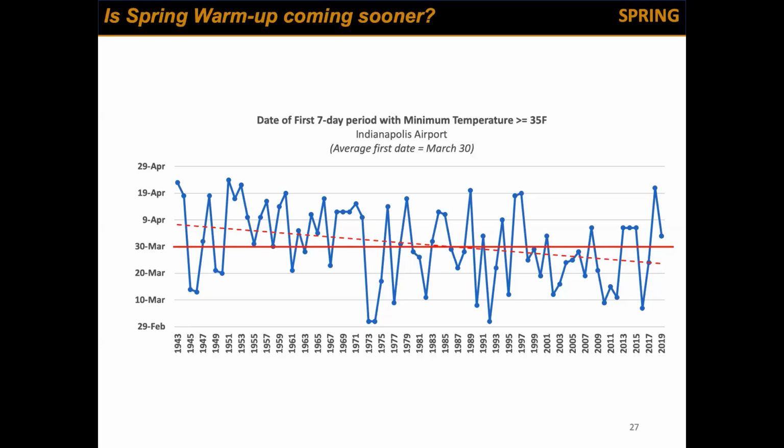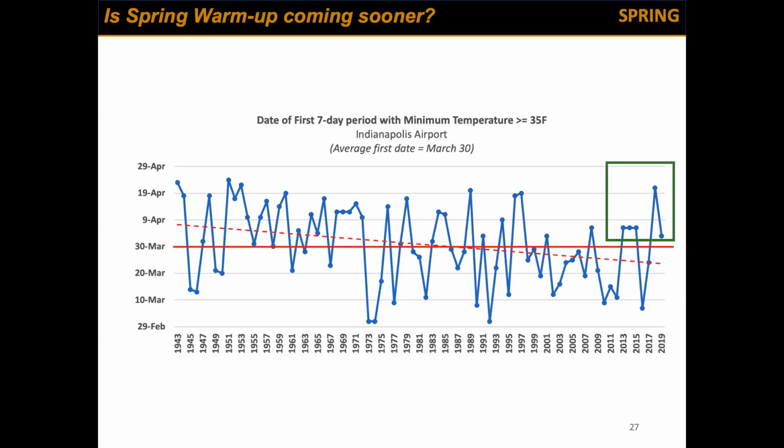So for this plot, the y-axis on the left represents dates, where higher up in the graph represents later in the season, and lower in the graph represents earlier. Each point represents the first date of the first 7-day warm period as recorded at the Indianapolis airport. There is certainly a lot of year-to-year variability, but the dashed trend line shows an overall trend for these warm periods occurring earlier. The average date over the period was March 30th, but the linear trend suggests the date could be moving earlier by as much as a week.